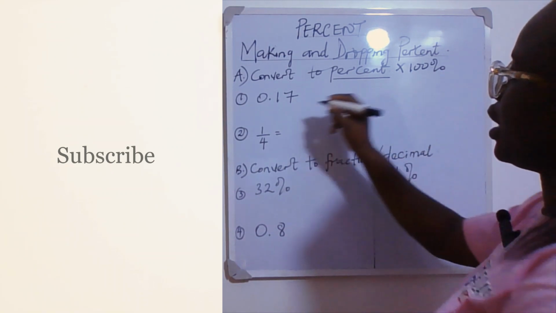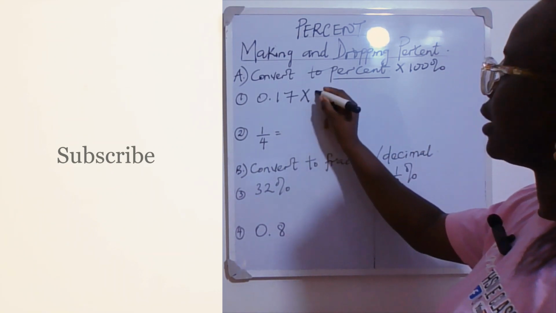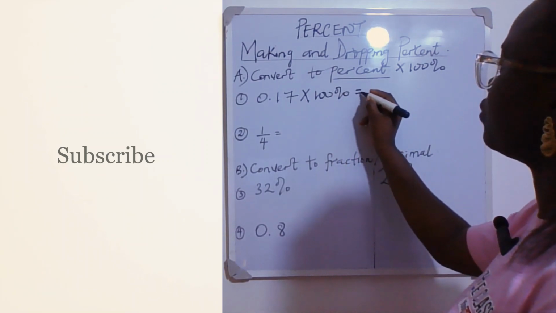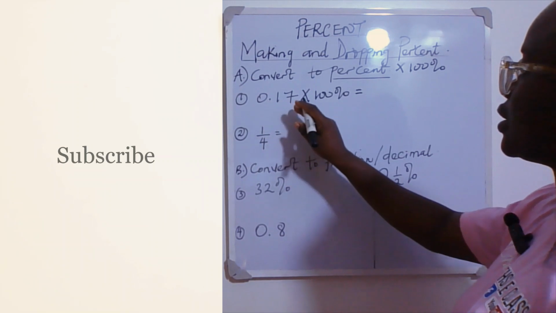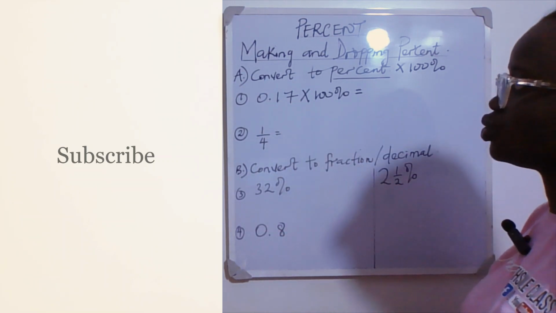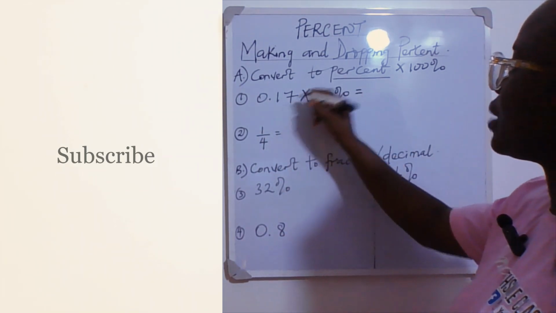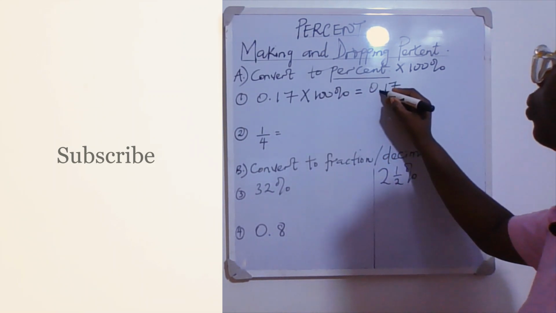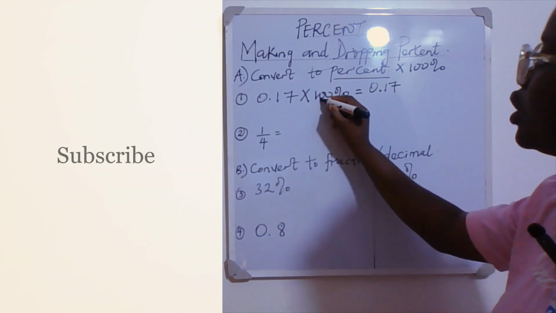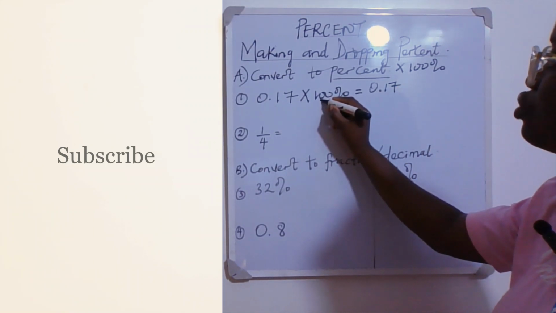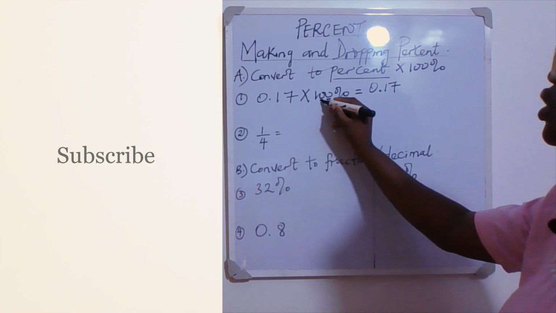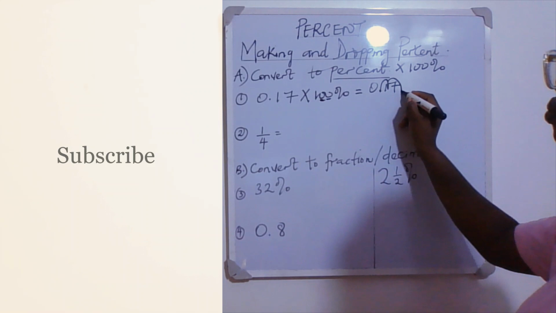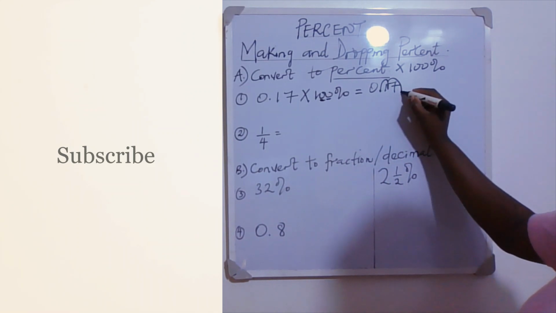So let's go. We have 0.17 multiplied by 100%. Because this is a decimal, a very easy and quick way to go about this is to take two steps forward. We have 0.17. Starting from the decimal point, we take two steps forward because this is in hundreds. 1, 2. So we take two steps forward starting from here. So the decimal point ends here.